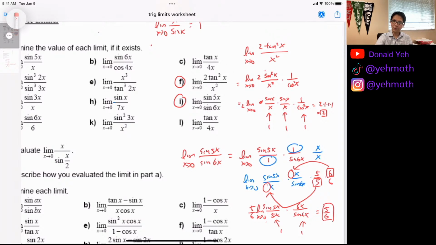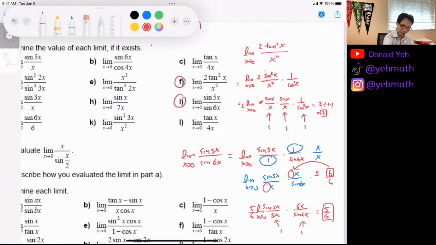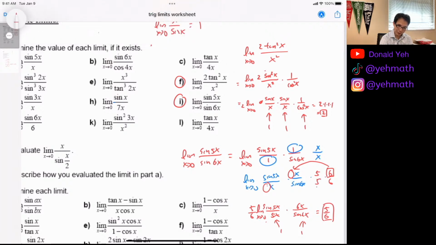Because one of the 5s goes to here, right? See this 5 right here? Oops, sorry, that's the one I just got rid of. This 5 goes into here, and this 6 goes into here, but I still have 5 over 6 left here. I make that happen by just moving things around, because with multiplication you can move around. 2 times 3, 3 times 2, it doesn't matter.